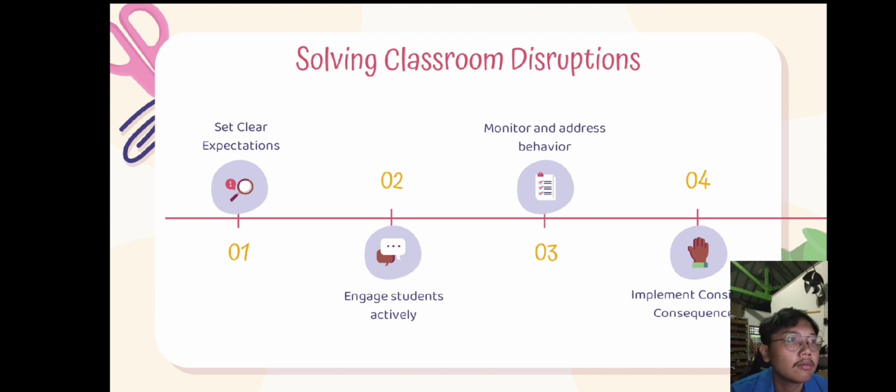Model behavior, demonstrate the desired behavior. For example, show how to raise a hand to speak and how to listen respectfully when others are talking. And the second might be to engage the students actively. Use interactive and engaging activities that require all students to participate.